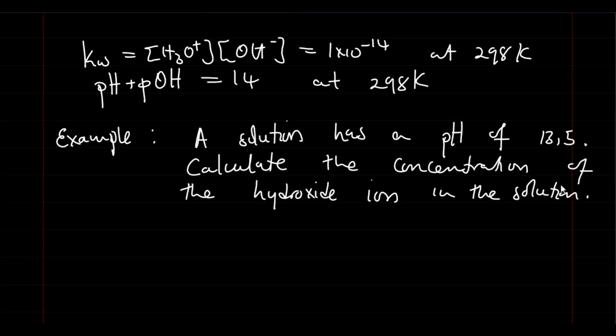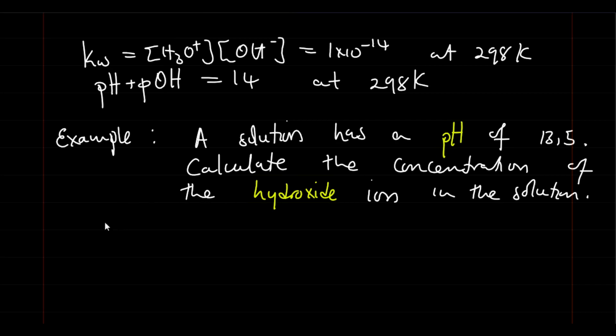So now look at what is asked. You are asked to calculate concentration of what? Of hydroxide ion, right? But what are you given? You are given pH. So pH is related to what? To hydronium ion, not hydroxide ion. So you cannot directly calculate the hydroxide concentration from the pH. So what can you do? You can use one of the formulae, okay?